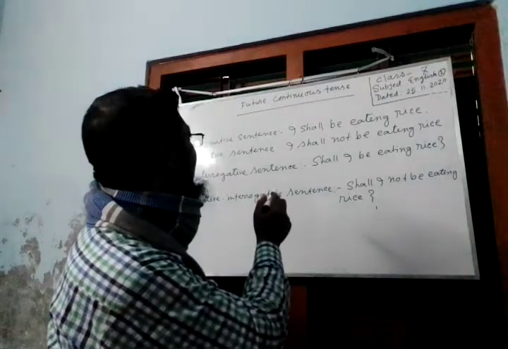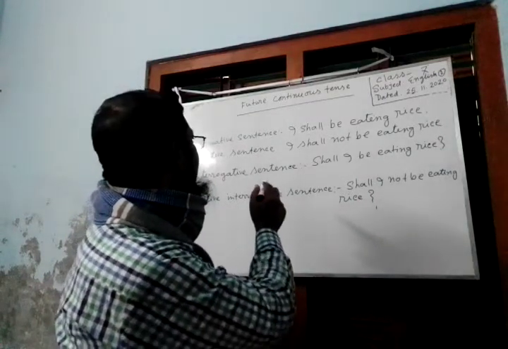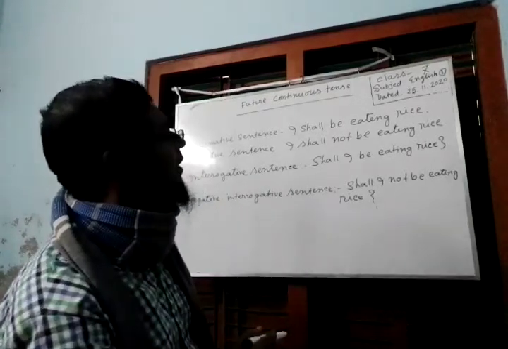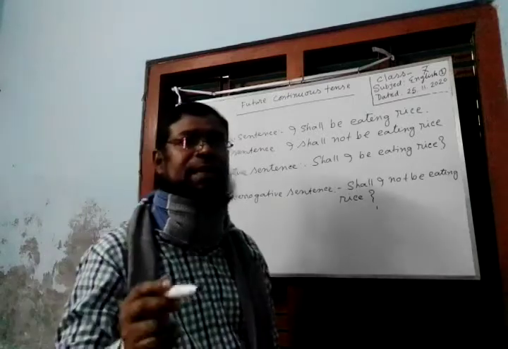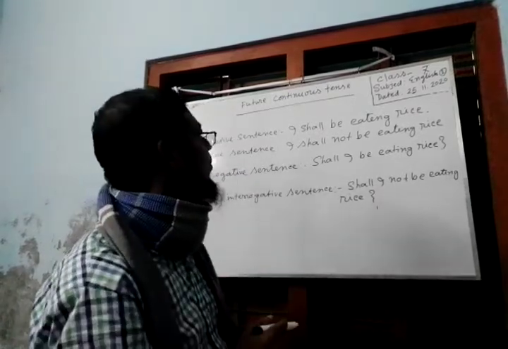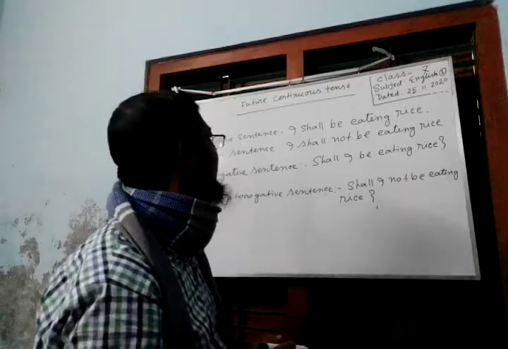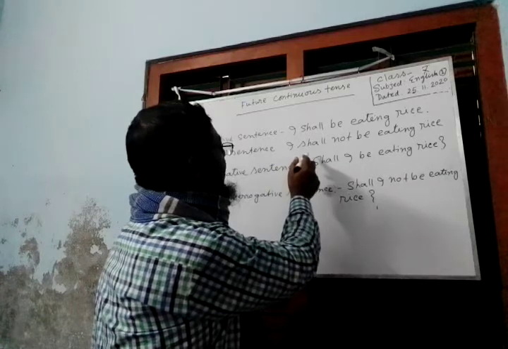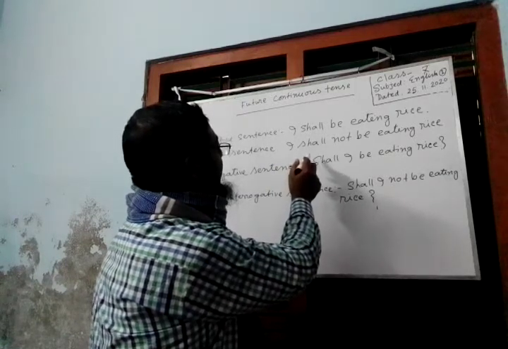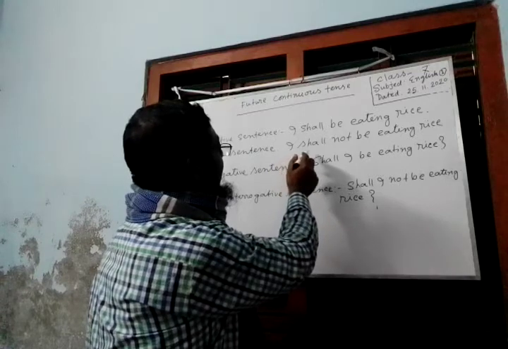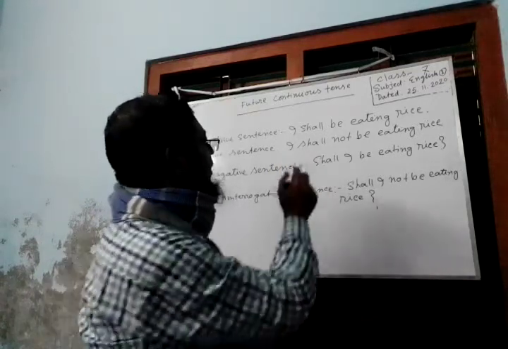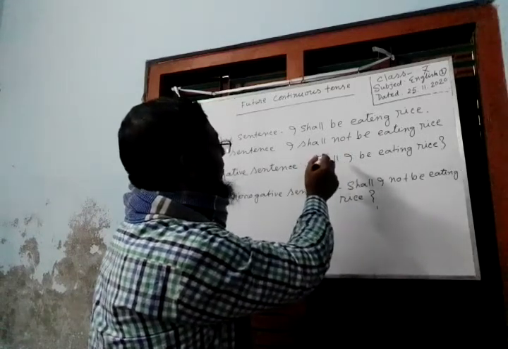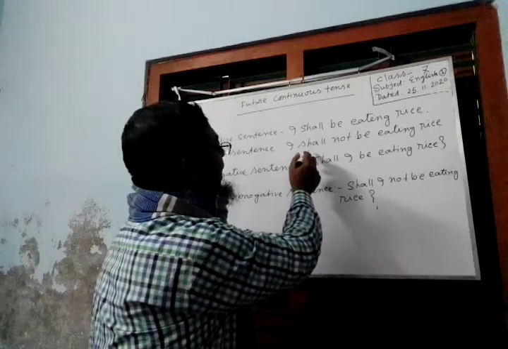Next, I have written an example of negative sentence. I shall not be eating rice. Dear learners, look at the whiteboard and see carefully. At first you will write subject, next you will write shall or will. According to the subject, I have written shall. Next you will write not. In negative sentence you will have to write not after shall or will.